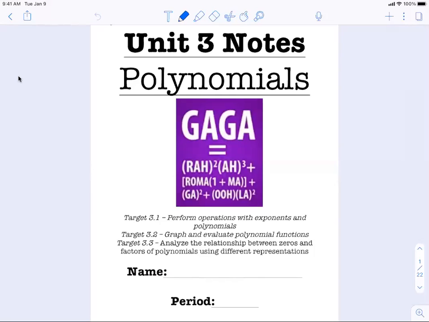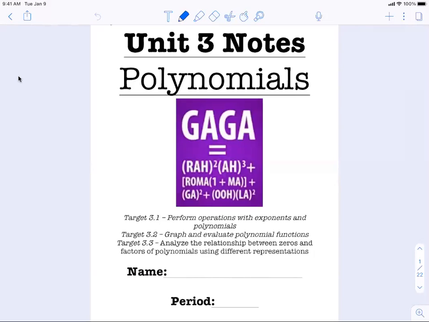All right, today we are starting Unit 3, which is all about polynomials. And we've worked with these a little bit, obviously, up until today, but today we're getting into some of the more complicated ones. And we're going to be doing a lot of different things with them. So polynomials, there's three main targets in this unit. The first is we're just working with different operations, specifically in regards to exponents. So today is pretty much primarily about different types of exponent properties.